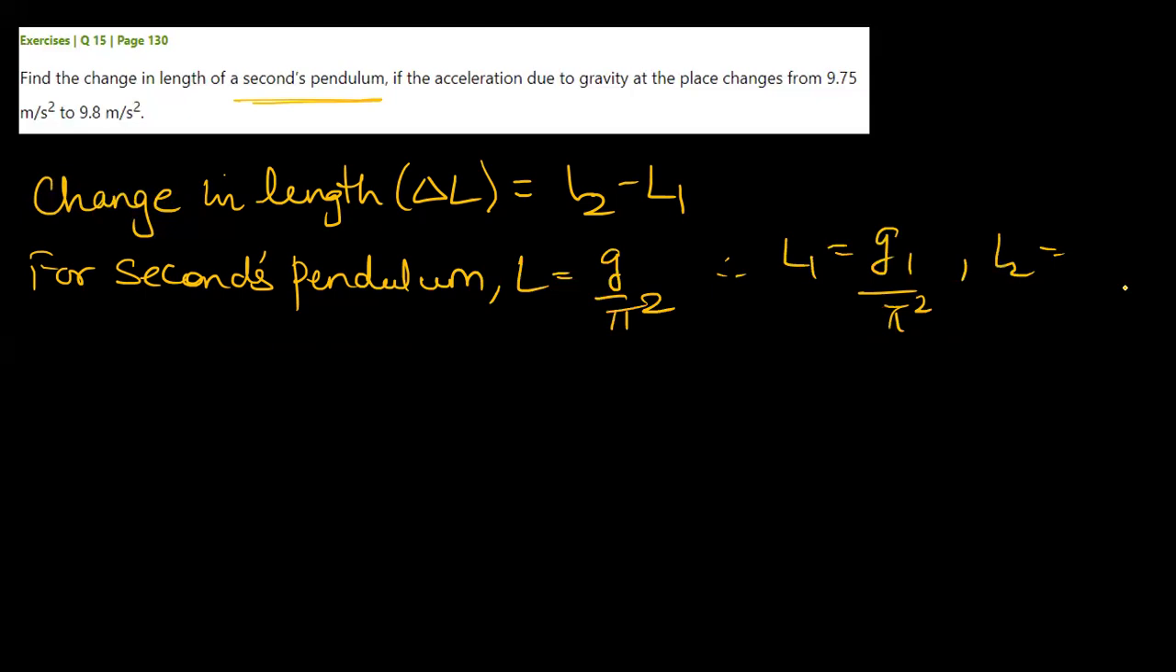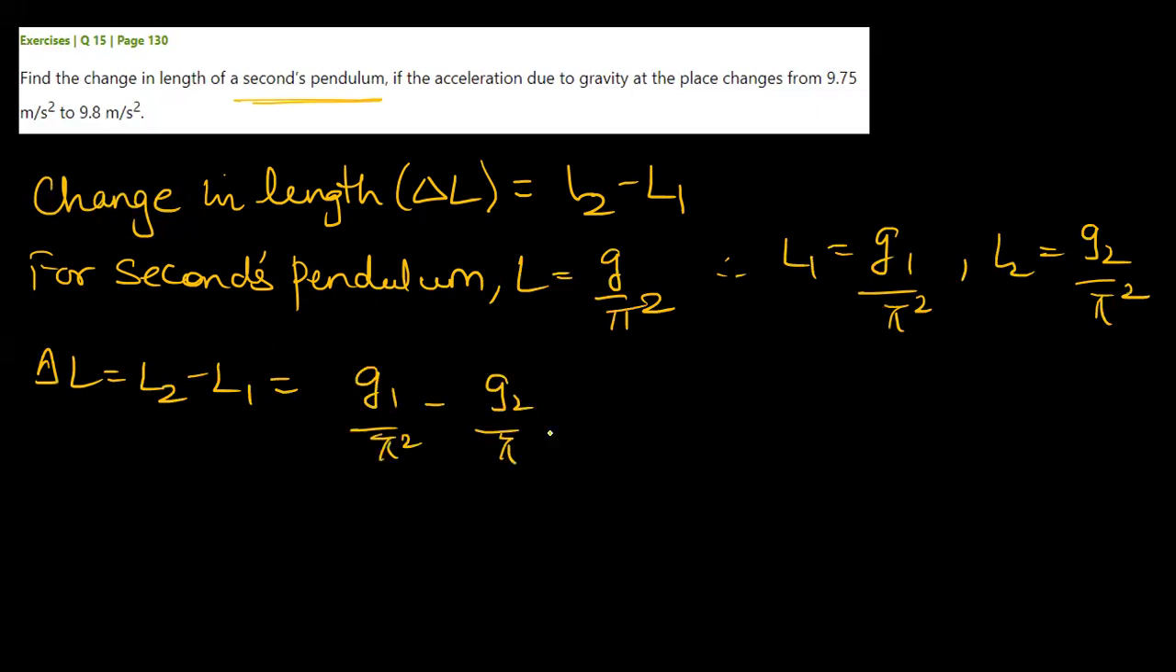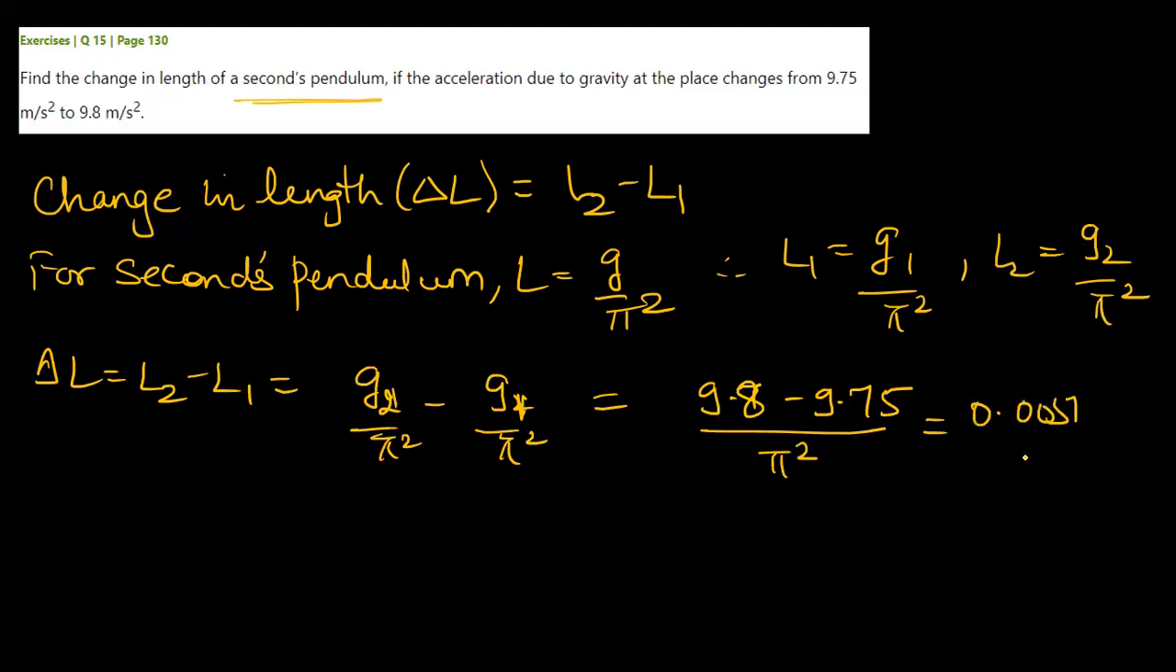So change in length delta L is equal to L2 minus L1, that is g2 by pi square minus g1 by pi square. The g1 value is given as 9.75, so taking pi square common in the denominator, that will be 9.8 minus 9.75. On solving this, you get the answer as 0.0051 meter.